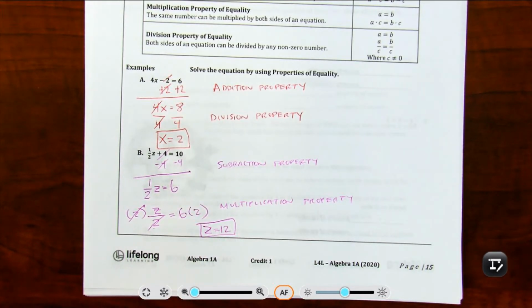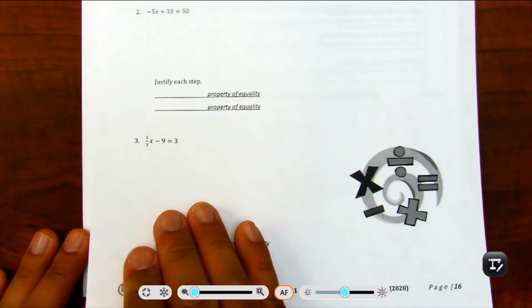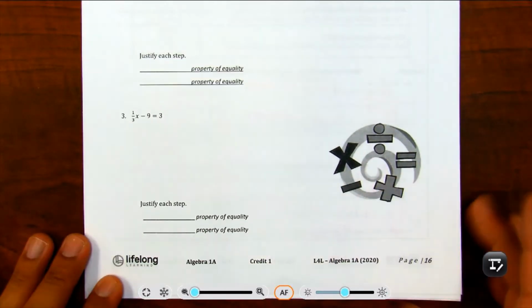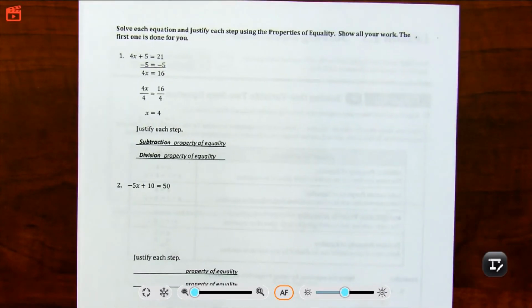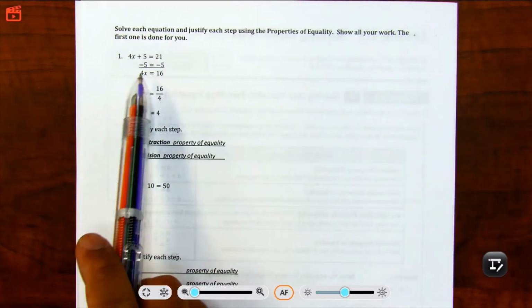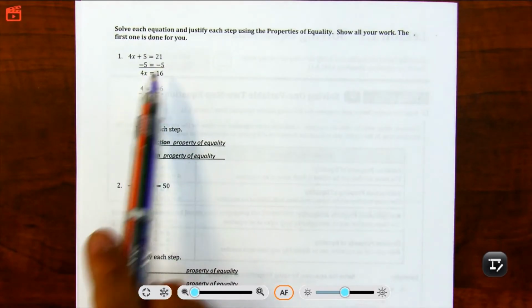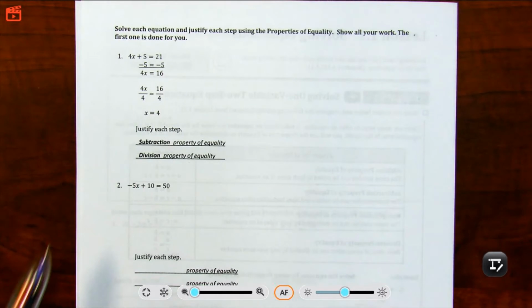Okay, so now that we have finished those 2 examples, on the next page we have an example that has been completed for you, and it kind of just shows the steps. 4x plus 5 equals 21. You see how they subtracted 5 and how they divided by 4, and you got your answer. When they say justify each step, what they want you to do is explain which property was used in solving these problems.